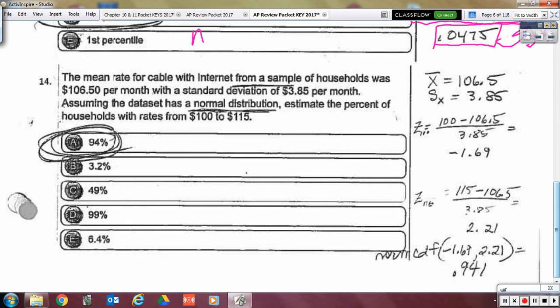Here, this one was another straightforward normal model problem. Find the area between 100 and 115. So I had a z-score for the $100 amount, a z-score for the 115 amount. I got norm CDF between two z-scores, and that was 94.1%. So your x minus the mean over the standard deviation. X minus the mean over the standard deviation.